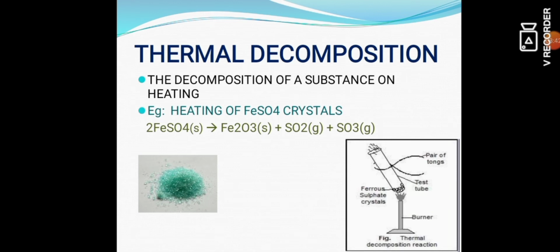Quicklime is in solid state and the second one is CO2, that CO2 is in gaseous state. Another example is also given in your textbook, that is activity 1.6. Take about 2 gram lead nitrate powder in a boiling tube, holding the boiling tube with a pair of tongs and heat it over the flame.